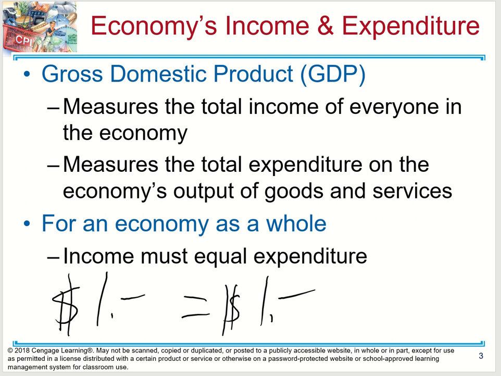So your expenditure will equal your income in a closed economy. Now later on in the later chapters, we're going to talk about something called the open economy. That one is a little different, but for now, just assume that the economy is closed. So you're going to have your total expenditure equal to your total income.